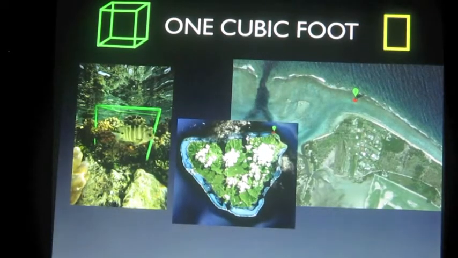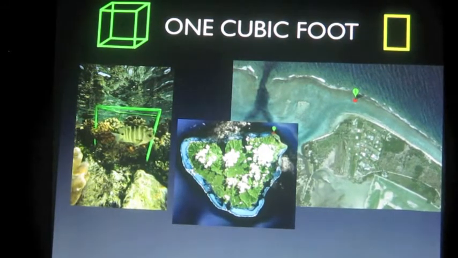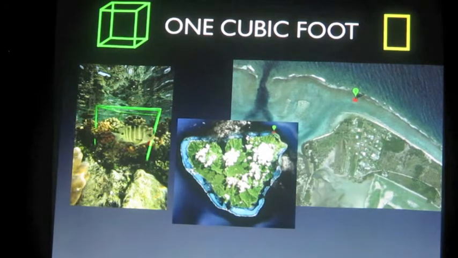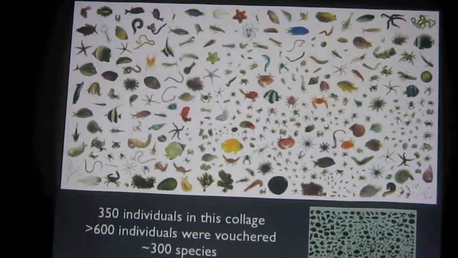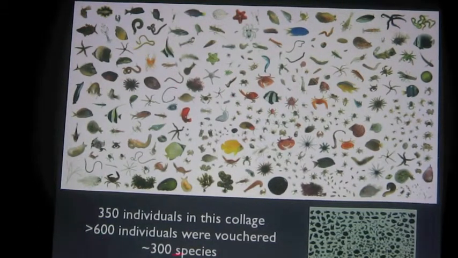A more approachable way is perhaps looking at 1 cubic foot. So David Liittschwager from National Geographic has been going around to different environments and putting in 1 cubic foot, and he came to Moorea to work with us and put in this one at Tamae Beach, right here on the corner. And so this is just 350 individuals from that 1 cubic foot. But we had over 600 individuals from that same area of about 300 species. We're still figuring out exactly the species count. 1 cubic foot of reef.